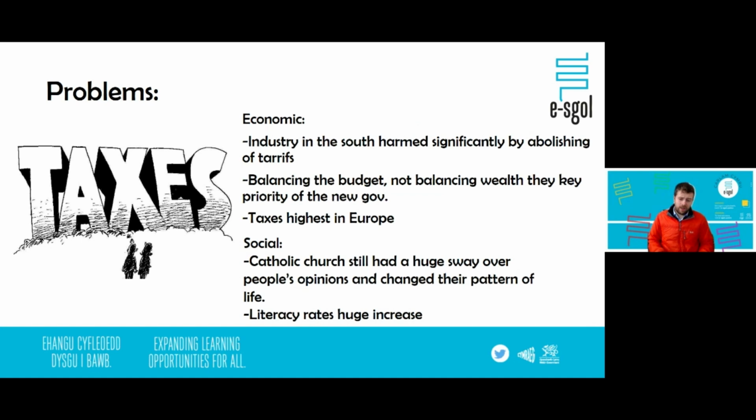And it was interesting that they prioritised the balancing of the budget over the balancing of the wealth. They prioritised balancing the budget, the government spending as much as it had, rather than whether or not those in the south could be made a little bit richer to make it a little bit equal between north and south. And for the ordinary Italian, for the Mr. and Mrs. Italian on the street, the taxes were the highest in Europe.